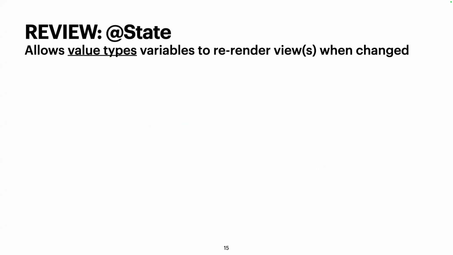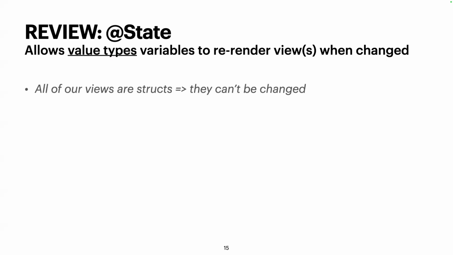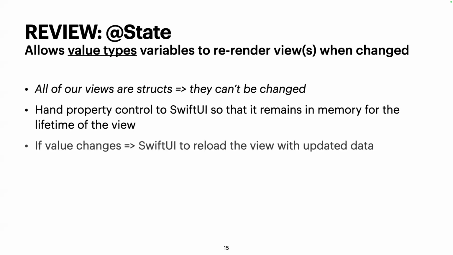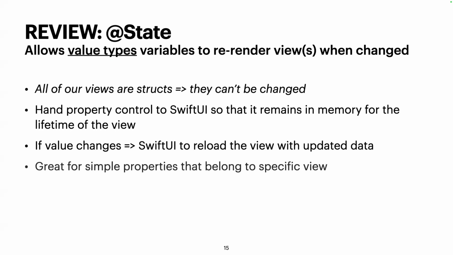So @State, again, allows value type variables to re-render views when changed. All of our views are structs that can't be changed by default. So to circumnavigate that, we annotate the variables within our structs as @State for SwiftUI. What that does is hand off property control to SwiftUI so that it remains in memory for the lifetime of the view. If the value changes, SwiftUI will reload the view with the updated data. And it's great for simple properties that belong to that specific view.